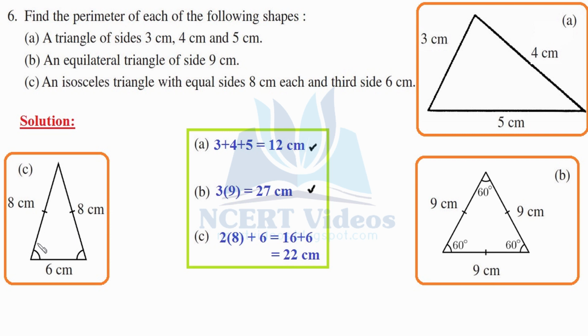Now the last part, an isosceles triangle. Isosceles means 2 sides and 2 angles are equal. Here in this case 8 cm. We can multiply 8 twice and then add 6 to it. So 8 twos are 16 and add 6 to it to give you 22 centimeter as the perimeter. So this was your question number 6.